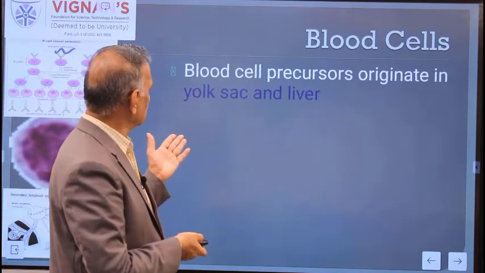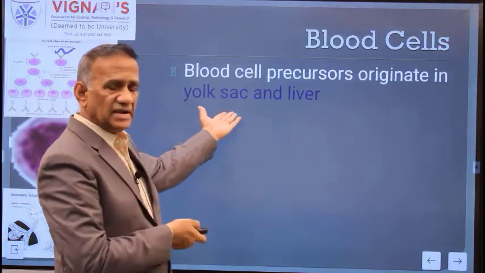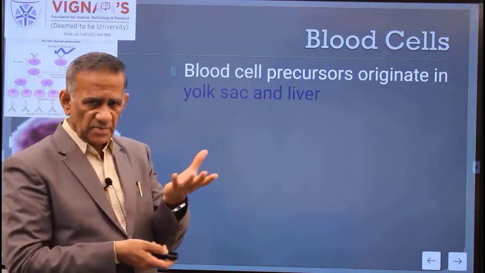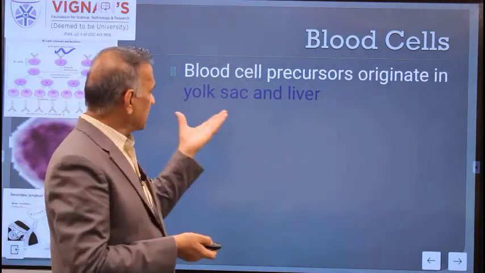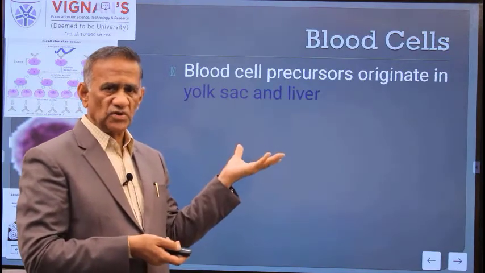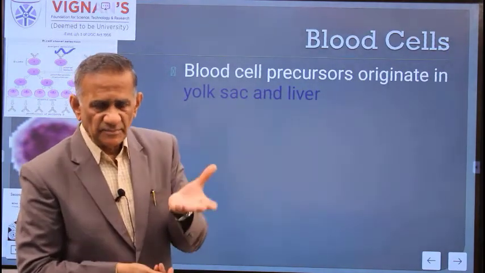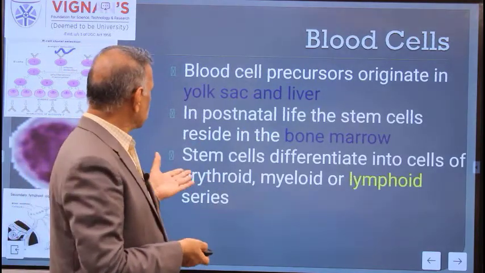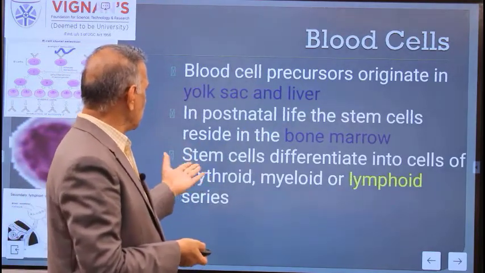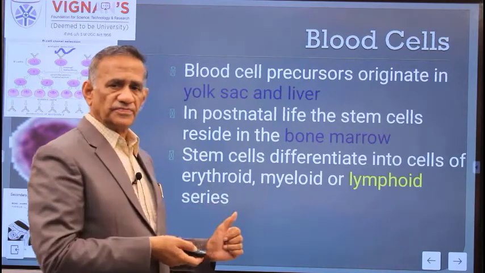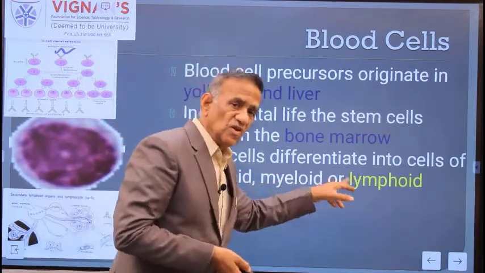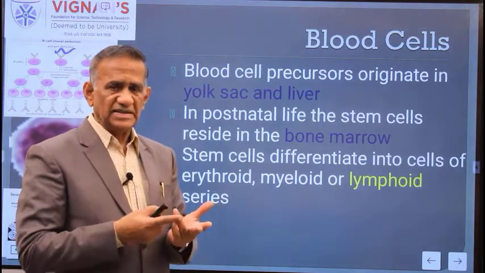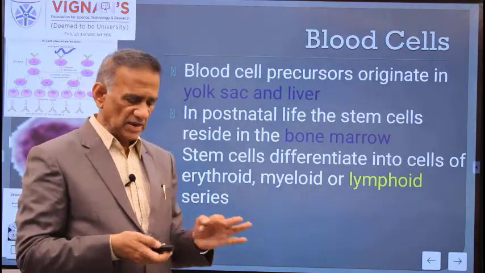Blood cells are produced in the yolk sac and liver. The yolk sac is there in embryonic development. Blood cells are first produced in the yolk sac, later transferred to the liver. From the liver, after birth, it gets transferred to the bone marrow. The stem cells get differentiated into myeloid and lymphoid series. The B-cell comes under the lymphoid series: B-cell, T-cell, NK cell. These three come under the lymphoid series.